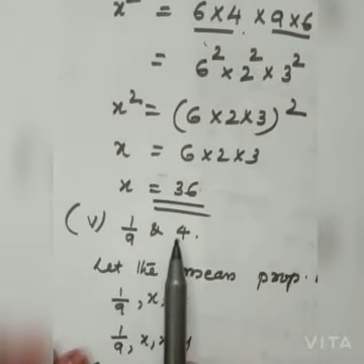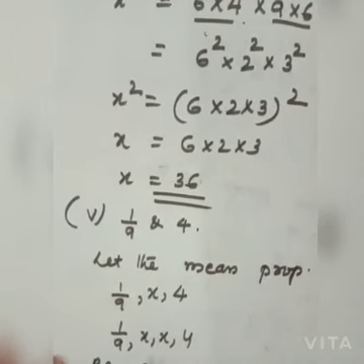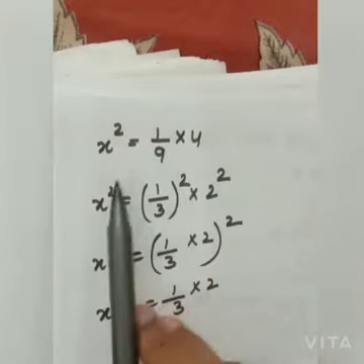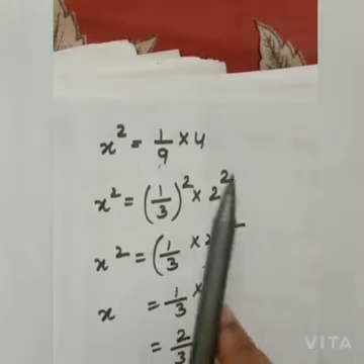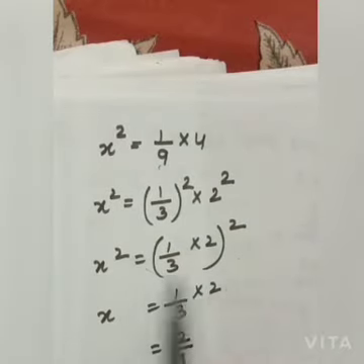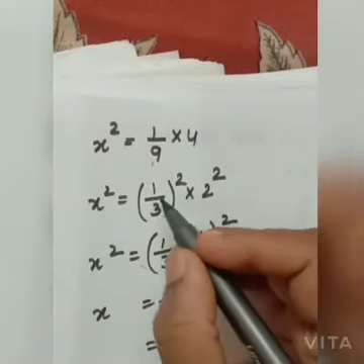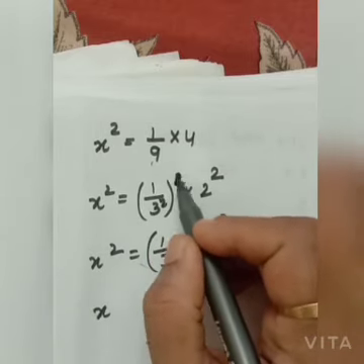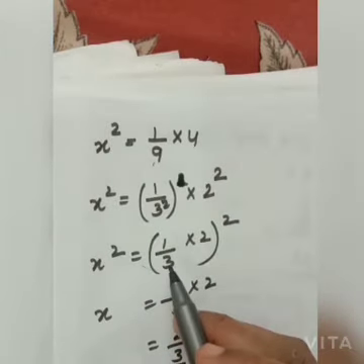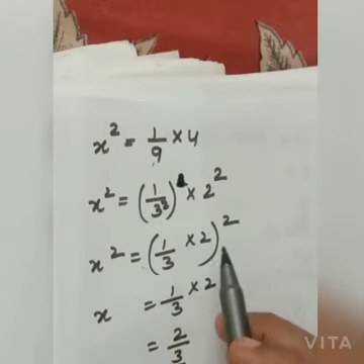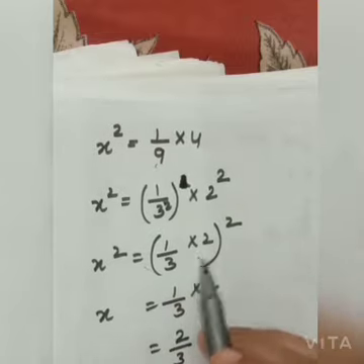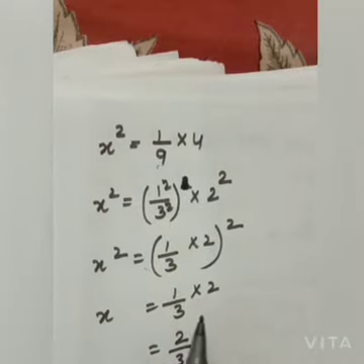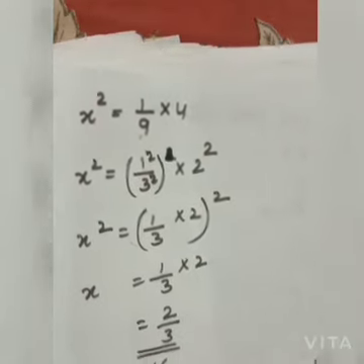Here 1 by 9, 4, middle proportion be x. Product of extremes equal to product of means. 1 by 9 into 4. 9 is 3 square only. 4 is 2 square. Okay, common 2 you can write. Here, children, 3 square only. So here 1 by 3 into 2, that whole square you can write. Here also square, here also. 1 square is 1 only. So square you cut out, you will get 2 by 3.